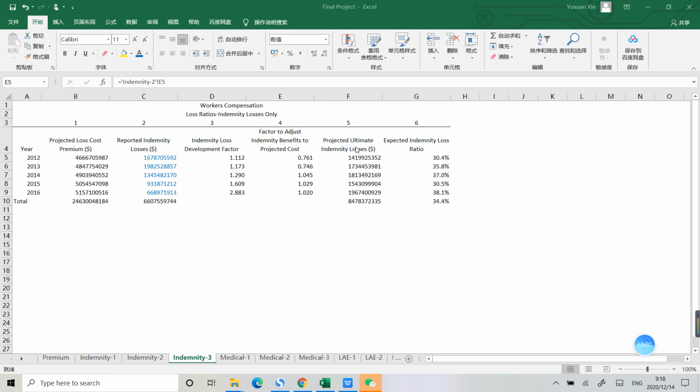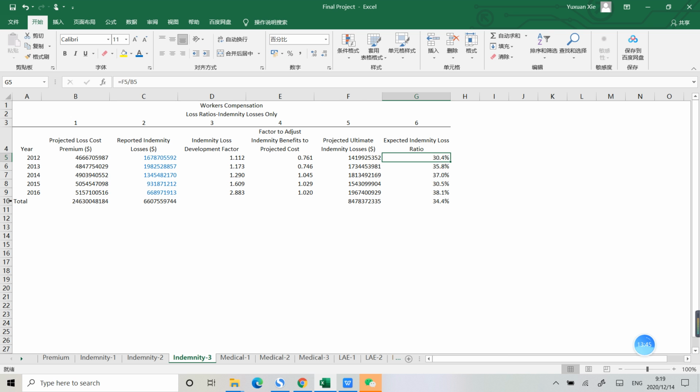Column 5 is projected ultimate indemnity losses, and it is a product of column 2 through 4. So it is equal to the reported indemnity losses multiplied by indemnity loss development factor multiplied by factor to adjust the indemnity benefits to projected cost. And column 6 is the ratio of the ultimate projected losses in column 5 divided by projected premium in column 1. So it is equal to projected ultimate indemnity losses divided by projected loss cost premium.